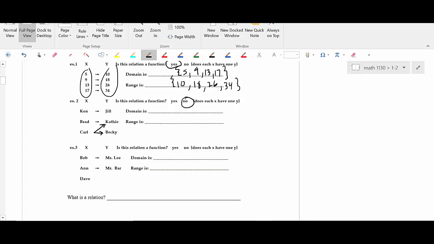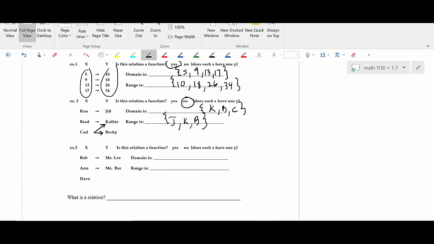Okay, now we still do the domain and range the same way. The domain, and you can just do like K, B, C, that's good enough. And then the range is just Jill, Kathy, and Becky, like that. Okay, but that's kind of what you look for something not to be a function, is one x going in more than one direction, like that.